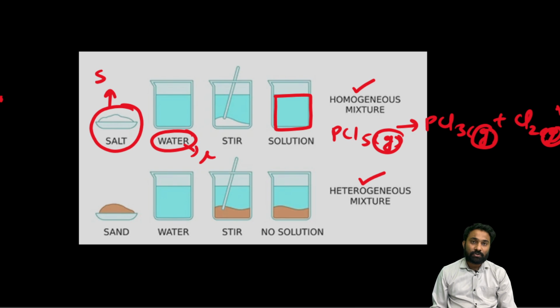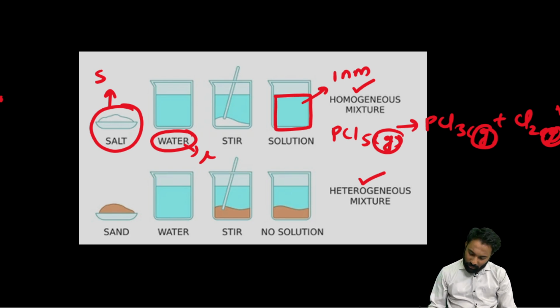Uniformly mixed in the solution means the particles which are present in this solution we cannot see with our eyes. Why can't we see with our eyes? The particle size in the solution is around 1 nanometer. The particle size in the solution is how much? 1 nanometer. That's the reason we cannot see homogeneous solution particles.